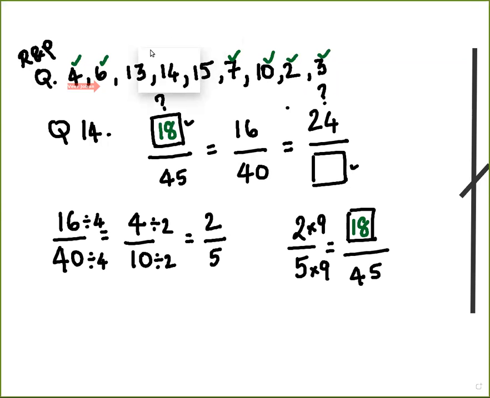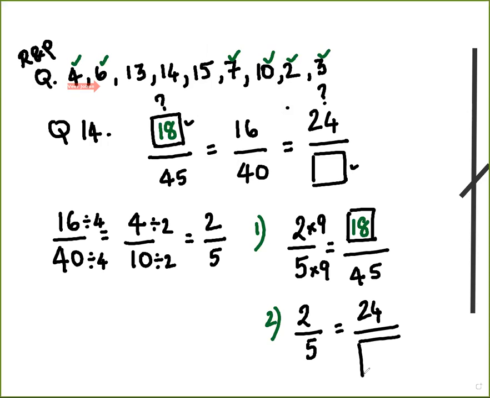Now you can apply the same technique to find out this number. Not by using this, but by using the simplified form again. So this is step 1. Then step 2, you will say 2 by 5 again, because that is the reference fraction for us, is equal to 24 by the box. And this part I won't solve, I will leave it to you to solve.